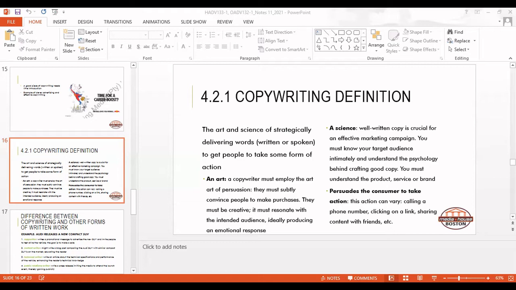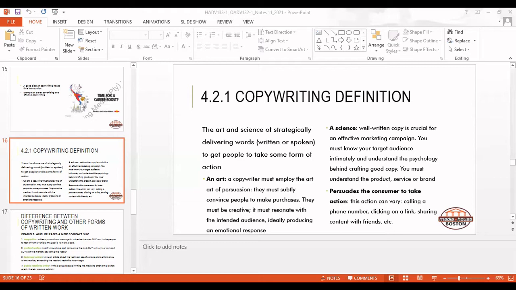The message is not about the copywriter or about the company. Remember, when you're writing this copy, it is not about you. It is about the target audience, the people that you are targeting. So your message should be centered on trying to persuade those people that you are targeting. So the communication now becomes so vital to the extent that your message has to resonate with the people. Okay. So you need to understand your target audience.